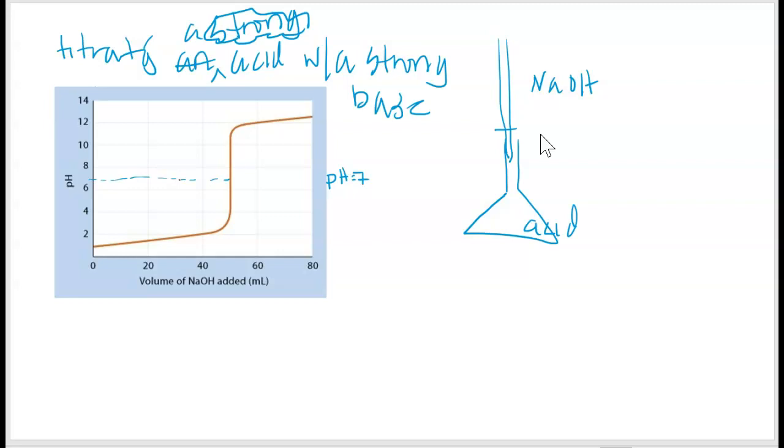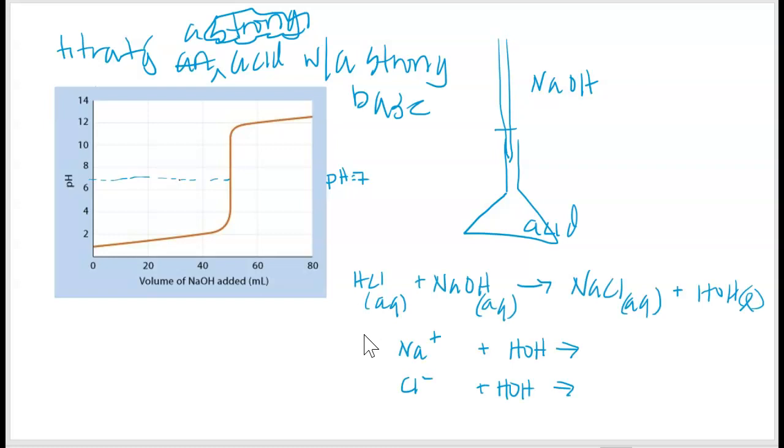Let me write down some equations so that we can understand why it is that the pH is 7. When we react hydrochloric acid with sodium hydroxide, and I just picked HCl arbitrarily, it could have been any strong monoprotic acid, we don't make a salt, but we've got an aqueous salt, meaning sodium ions and chloride ions roaming about in solution, and we have water formed.